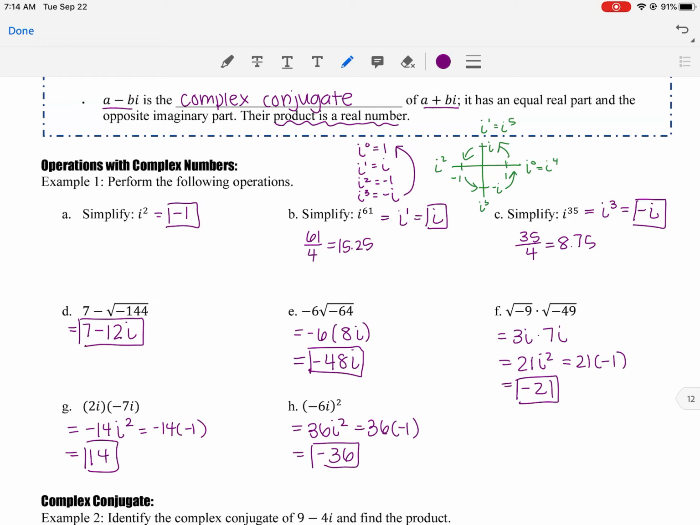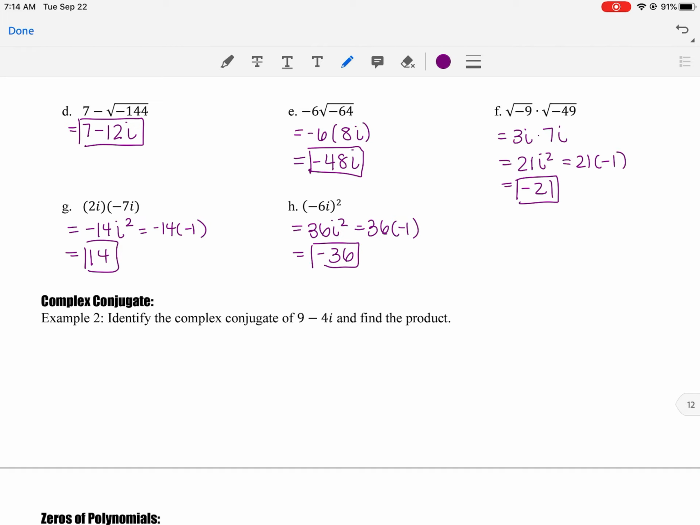Because then we do go back to that rotation like we did in A, B, and C. The next part is we want to find the complex conjugate. Remember, our complex conjugate has the same real part, 9, but an opposite imaginary part, so plus 4i. So if we wanted to find the product, we're going to multiply it. And remember, the cool thing about this is when we multiply, we should end up with a real number.